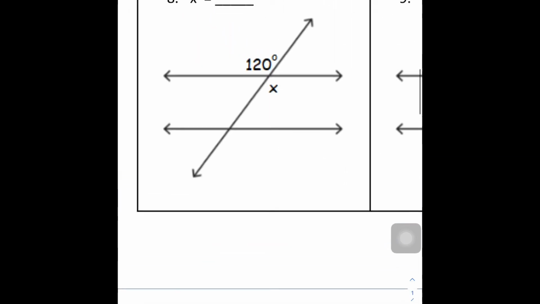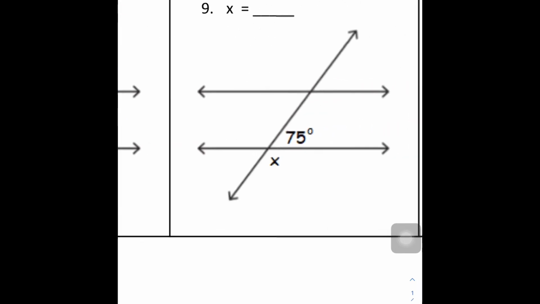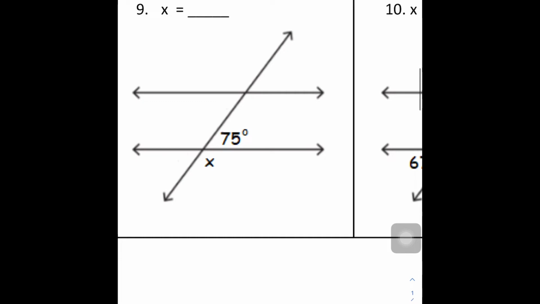All right, we're looking to name the measurement of X. These are vertical angles, so X is the same measurement of 120. X and the angle given make a line, so the math problem is 180, take away what we know. We must borrow. 105.